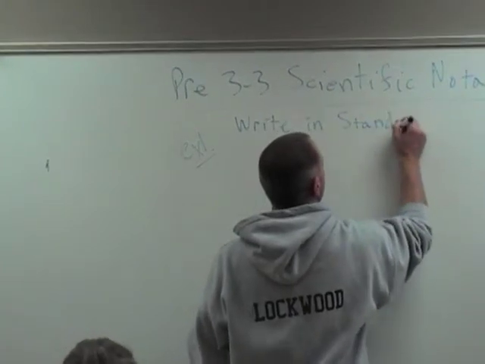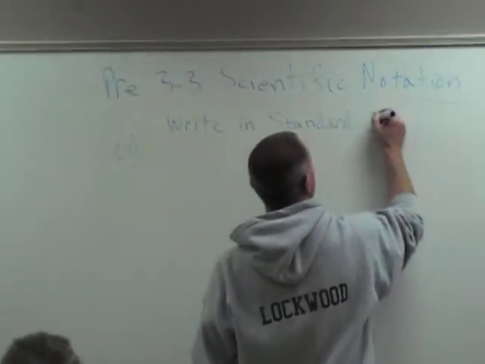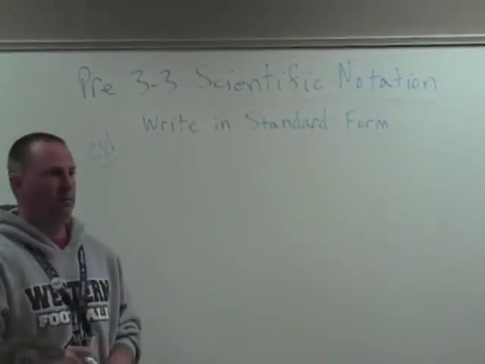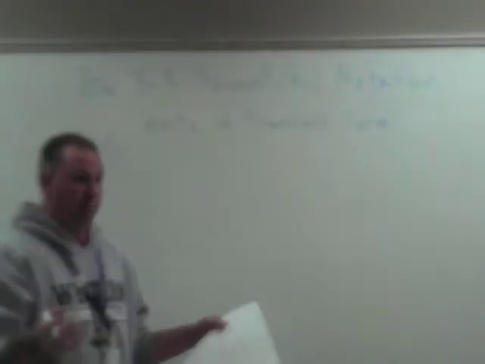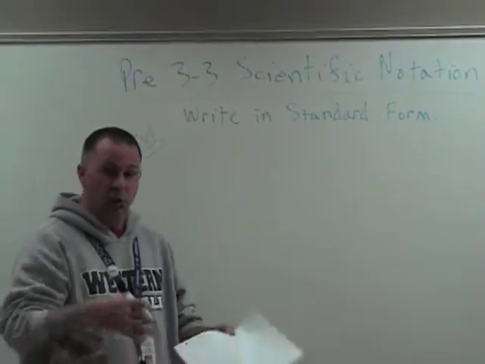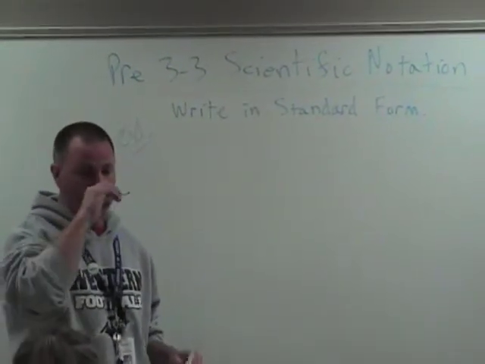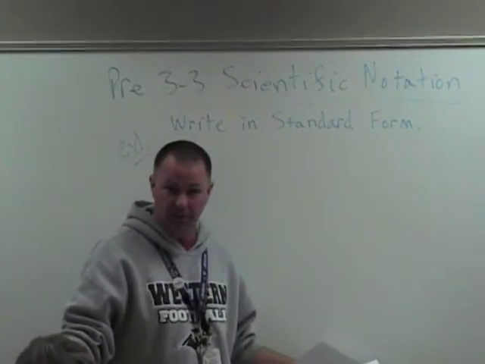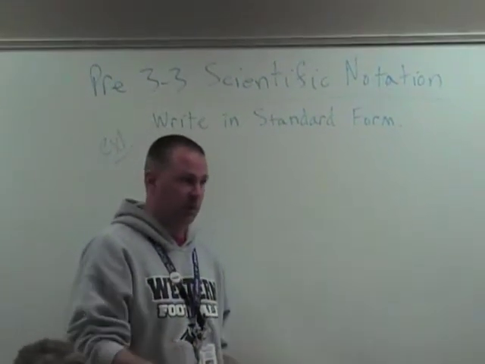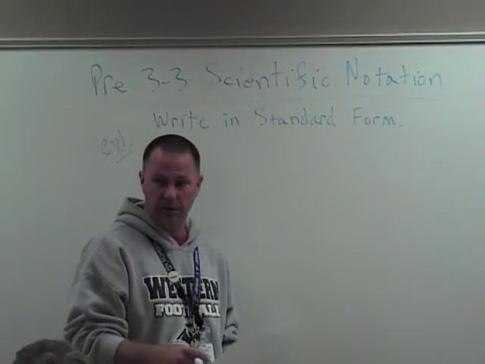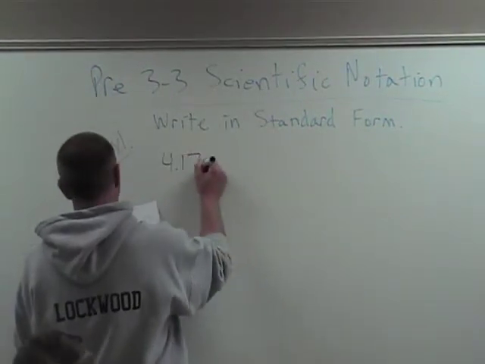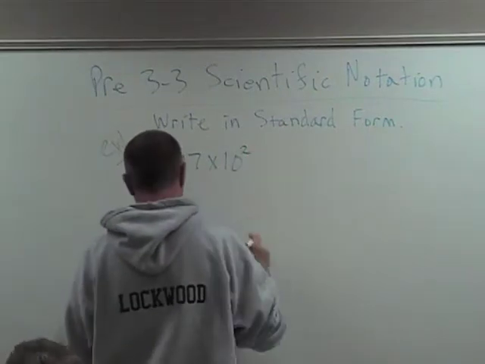So what's important now is when you read your instructions and it says write in standard form, what does that mean? It means write an actual number that you guys understand. We're not multiplying by 10 raised to some power. Standard form means just a normal number. Okay, decimals included. That's what standard form means. All right. Example 1 is 4.17 times 10 squared.